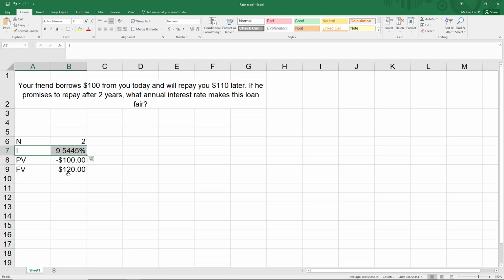So with this single function, you can now find the interest rate for any time value of money question your professor might throw at you.